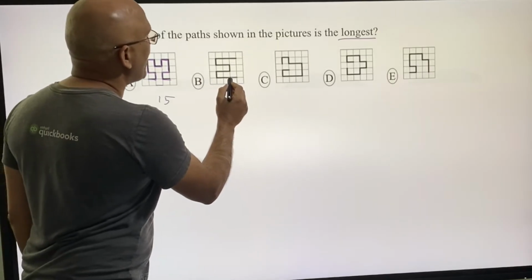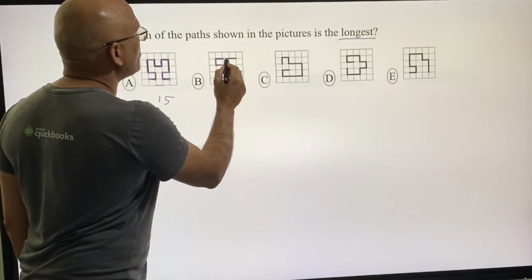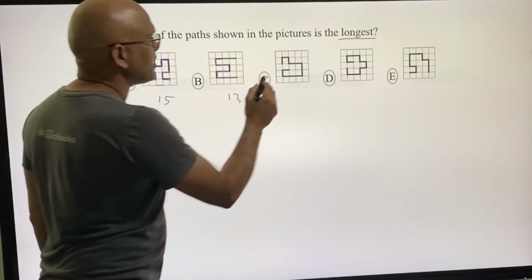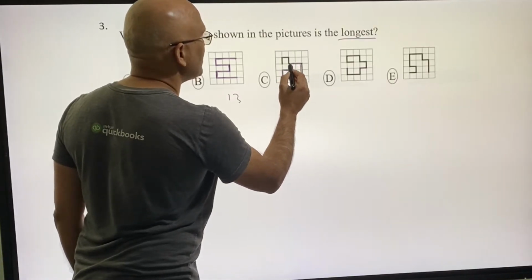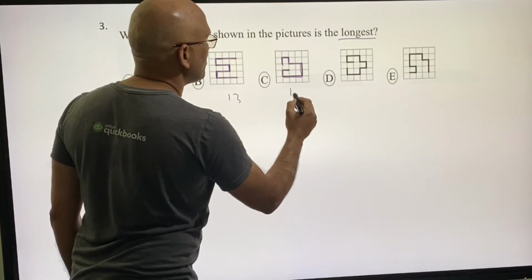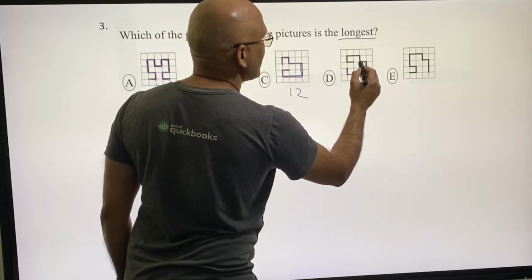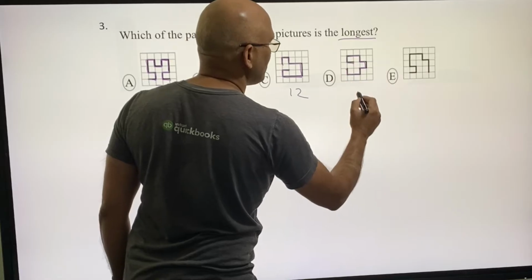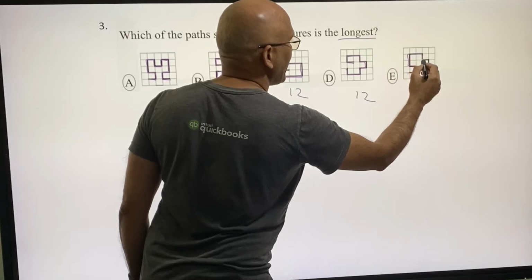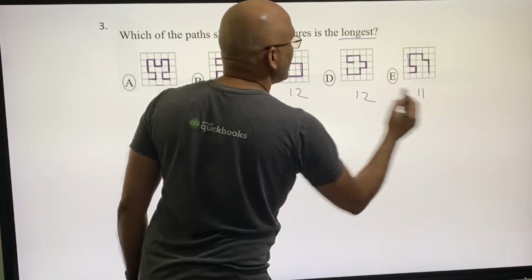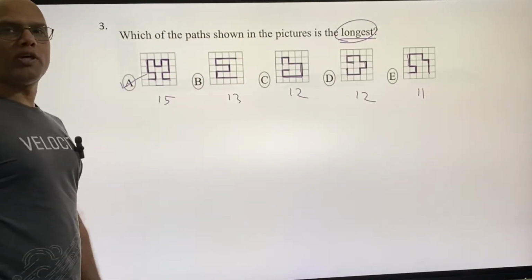This one is 1, 2, 3, 4, 5, 6, 7, 8, 9, 10, 11, 12, 13. Similarly, this one is 12. This one is also 12. This one is 11. And we want the longest one. Then 15 is the longest, then A is the correct choice.